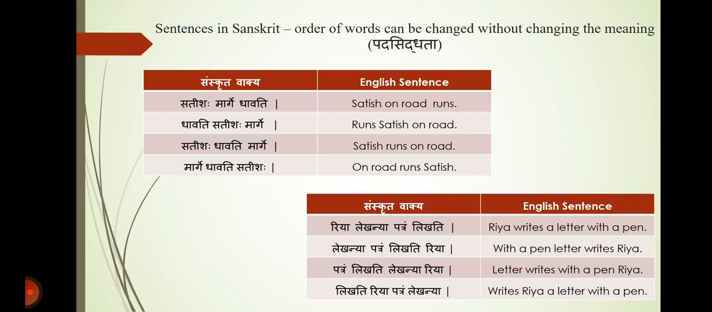Another example, Riya Lekhanya Patram Likhati. Likhati writes. Again present tense. What writes? Patram, letter. How writes? Lekhanya, with a pen. Who writes? Riya. A girl is writing a letter with a pen. Okay, so Riya writes a letter with a pen.